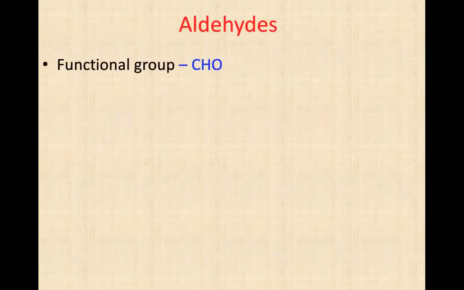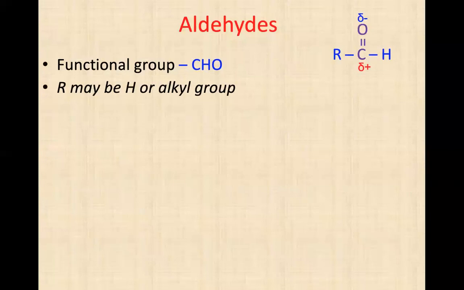The aldehydes. The functional group of an aldehyde is CHO. So as soon as you see CHO at the end of a molecule, you know it's an aldehyde. There's the structure there. We've got the R C double bond O H. This is the carbonyl group. The oxygen is delta minus. The carbon is delta plus. Oxygen delta minus, carbon delta plus. The R, this R, can be a hydrogen or it can be an alkyl group.